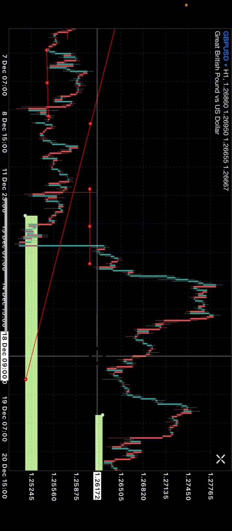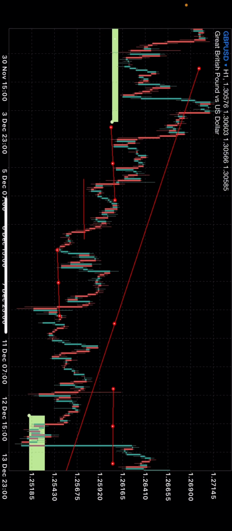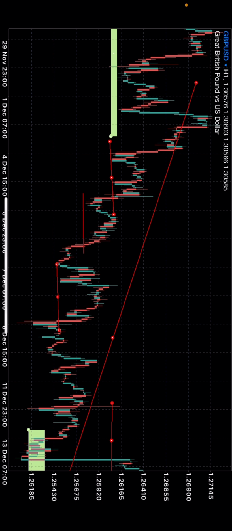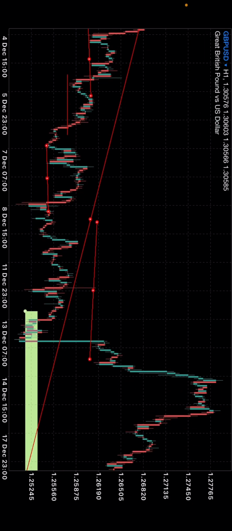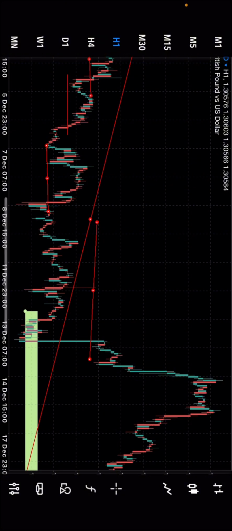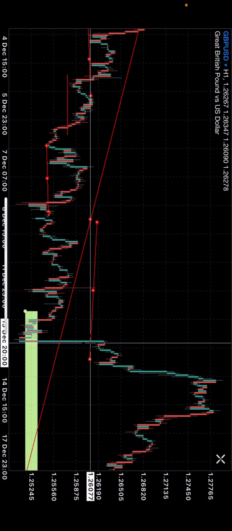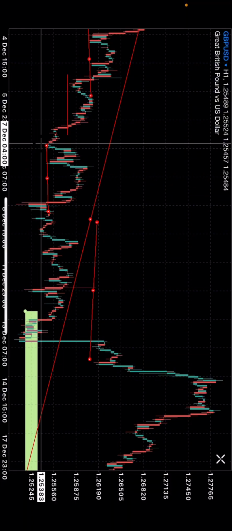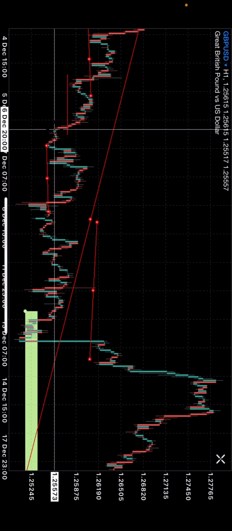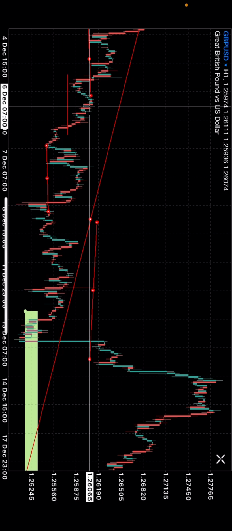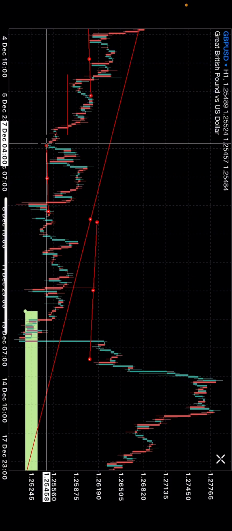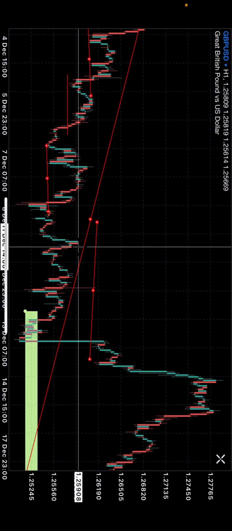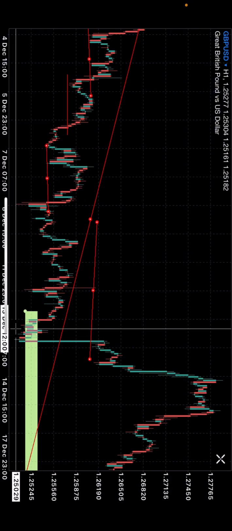If you look at this, it is kind of a change of character, because here is the BOS, the break of structure to the downside, and after it price couldn't form a lower low again. Look at it, it was forming lower low, lower high, lower low, lower high, lower low, lower high. So price couldn't form another lower low again.